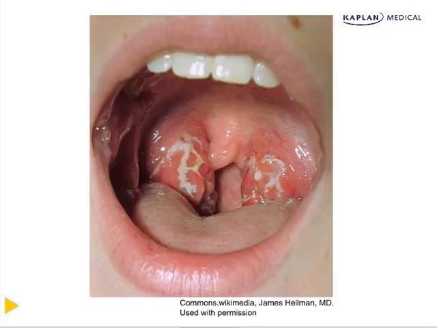Here's a picture of the exudative pharyngitis consistent with a group A strep infection that may precede hematuria by 1 to 3 weeks in a patient with post-streptococcal glomerular nephritis.